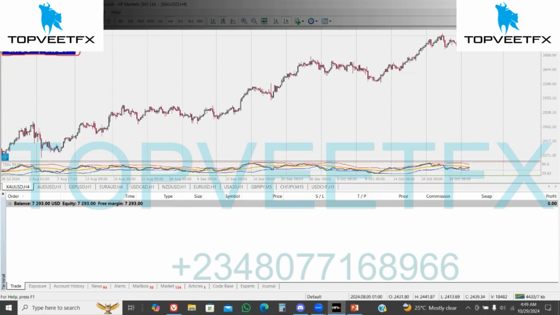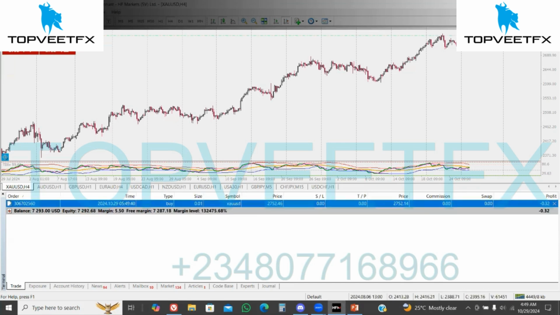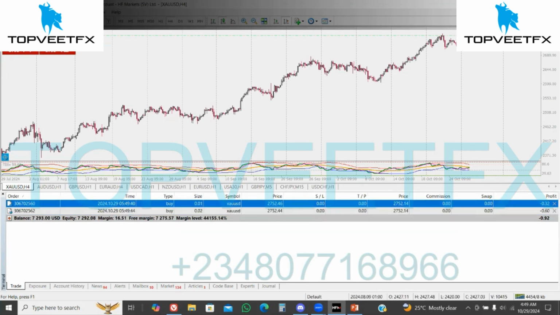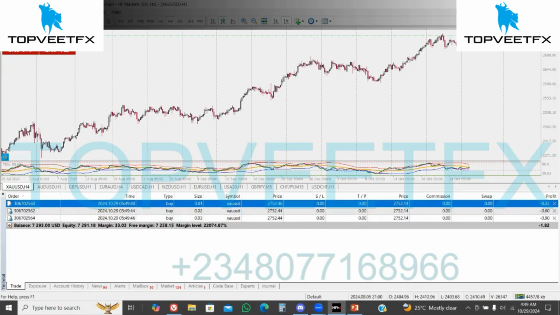We want to trade the nano, which is we say from 100 to 900. Let's say it is 0.01. I place a trade. It is 0.02. I place a trade. It is 0.03. I place a trade.